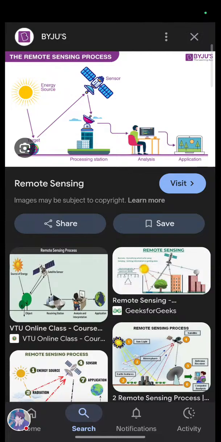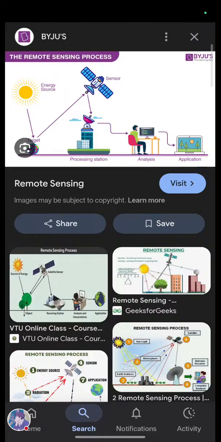Spaceborne remote sensing means collecting information using sensors placed on satellites in space.